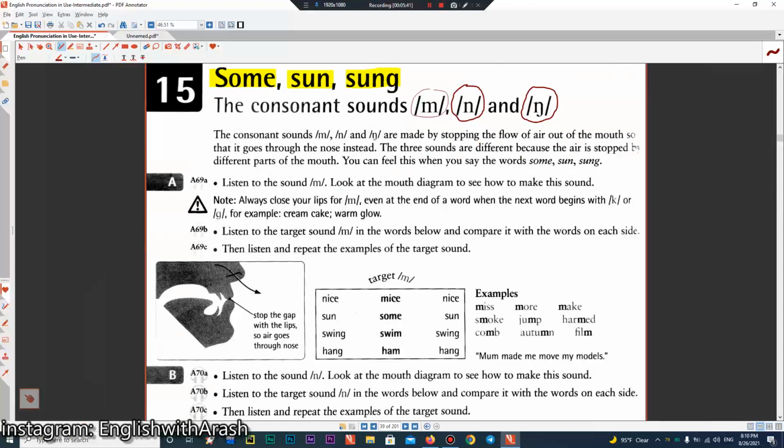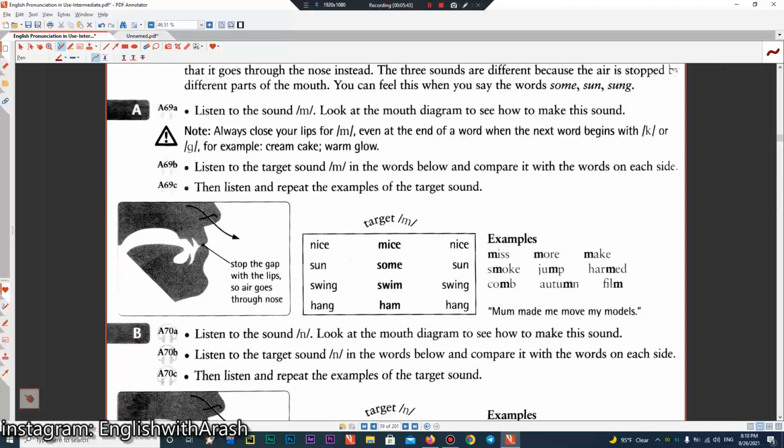Now let's start with m first. Look at the mouth diagram. Your lips are closed. When you say m, lips are closed.